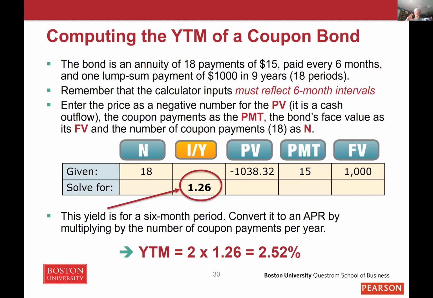So this slide is the neatly written bullet points that go with what I was just showing you. The critical thing here in red is that everything is a 6-month interval. Because you've adjusted N and the payment to a 6-month interval, the I that you get is a 6-month interval. So you have to multiply it by 2.